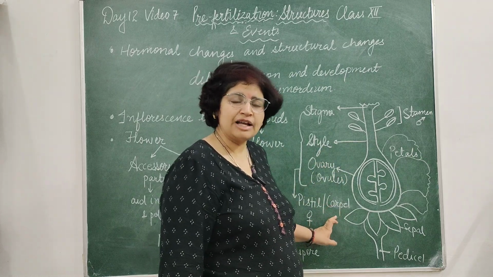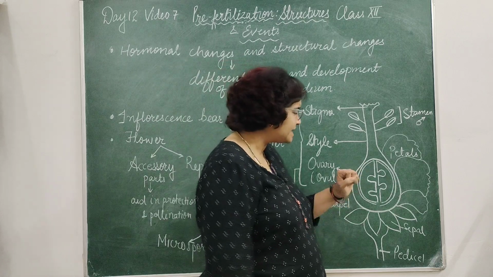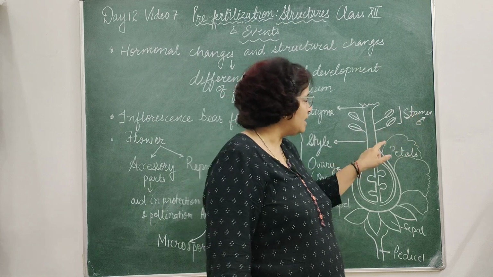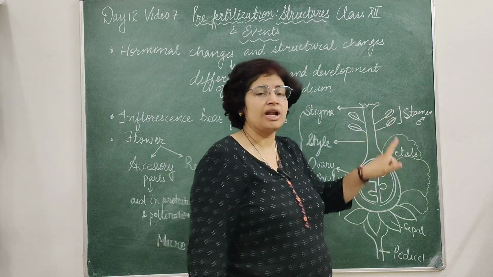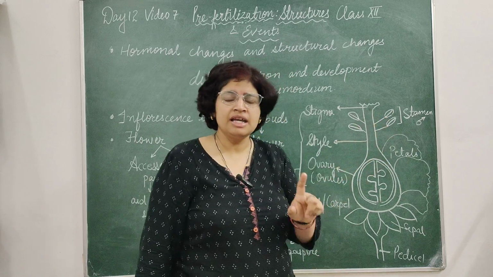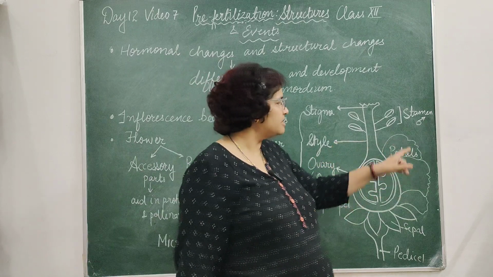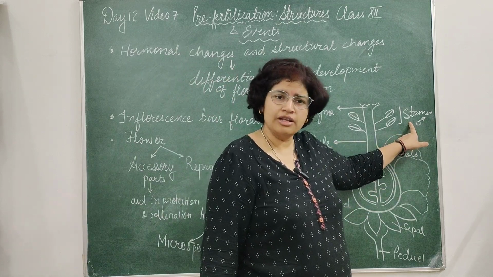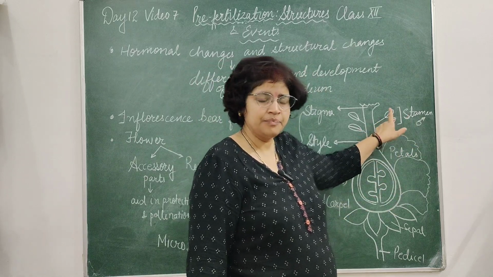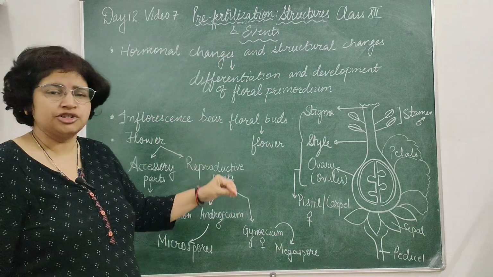This pistil or carpel is the female reproductive organ. In the case of the male reproductive organ, we have the stamen. Stamen is composed of two parts. The upper bilobed region is known as the anther, and the stalk-like structure to which it is attached is known as the filament. The filament and anther combine to form the stamen, the male reproductive organ, which will produce microspores. The microspores are produced by anthers. Okay, so this is all about the introduction of pre-fertilization structures.